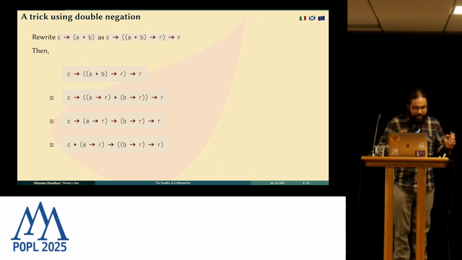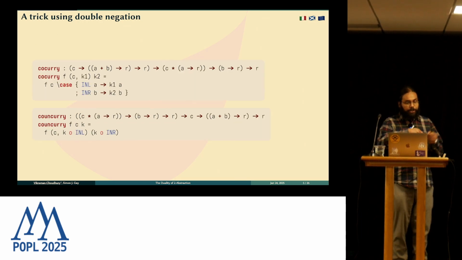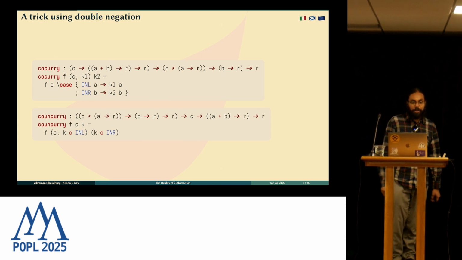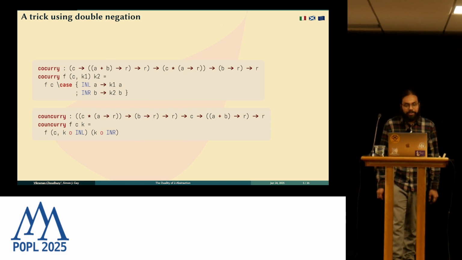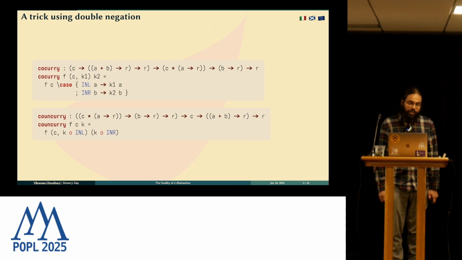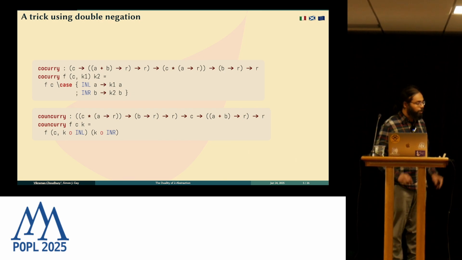So that's the whole trick, and this is the only thing you have to remember to understand the rest of the paper. But if you actually write down this isomorphism in your programming language, like ML or Haskell, you can do a bit of hacking with two continuations for the left and the right. And this is what the program looks like for co-curry and co-uncurry.